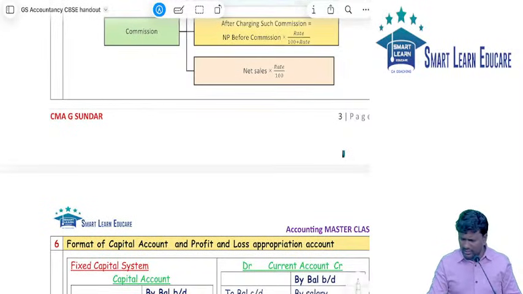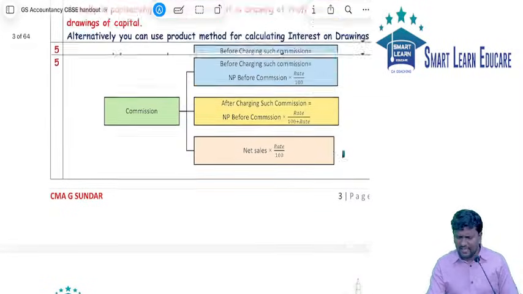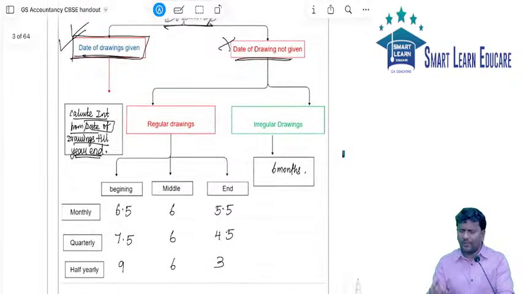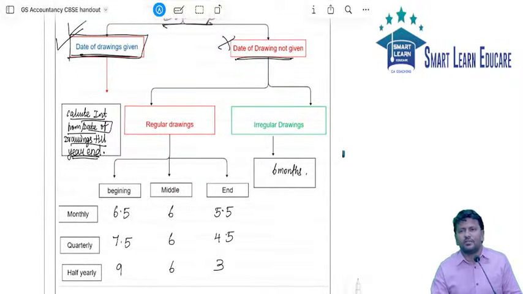We have one question for the product method, but we will solve it in the next class. And please refer to the notes a bit. Tomorrow we will solve the other things. Other things we will continue in tomorrow's class. Okay?